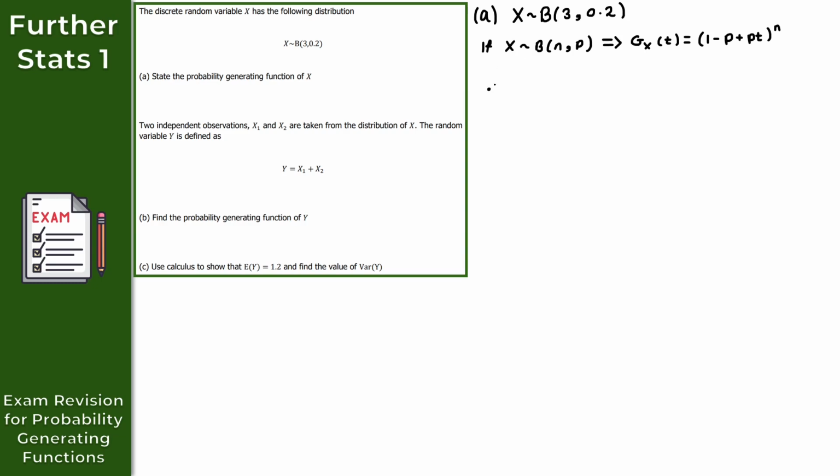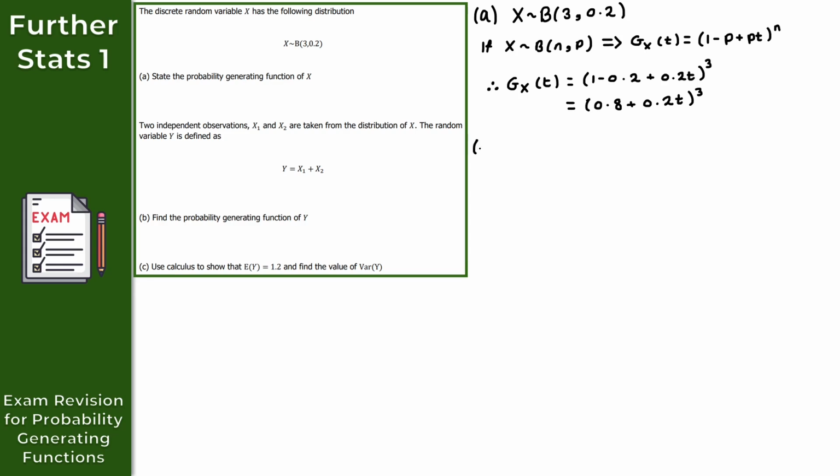Okay, so if we now apply this result to this distribution, what we obtain for g of x in terms of t is bracket 1 minus p, so 1 minus 0.2, plus 0.2t, and that is all to the power of n, where n in this case is 3. Okay, so we just simplify this, I get 0.8 plus 0.2t, and that is to the power of 3. Okay, so nice and straightforward. That gives us the solution to part A.